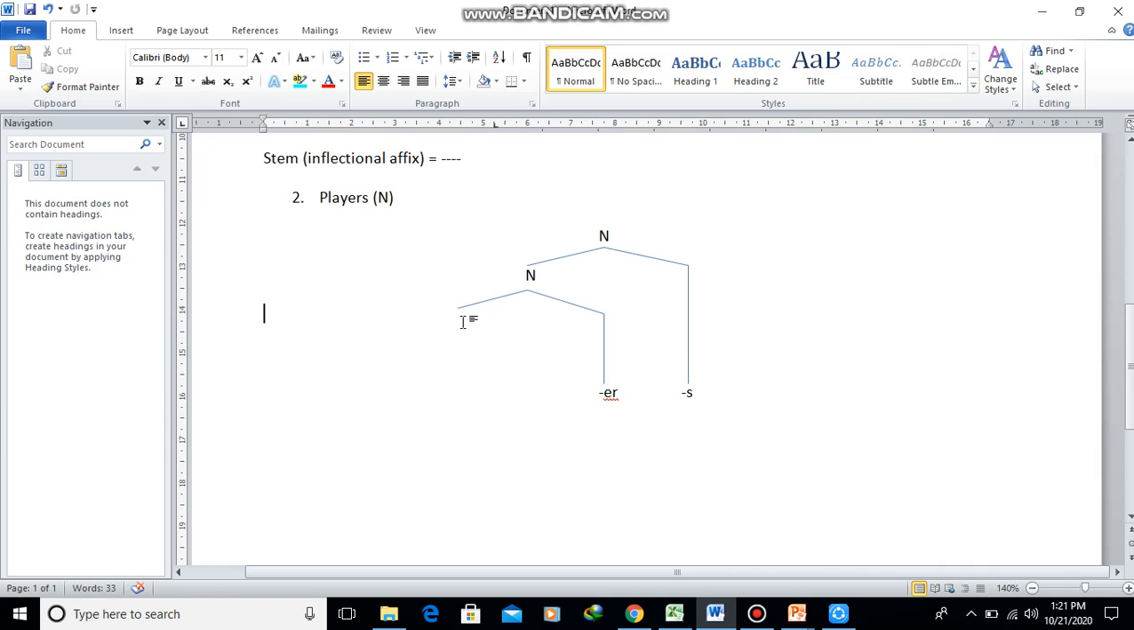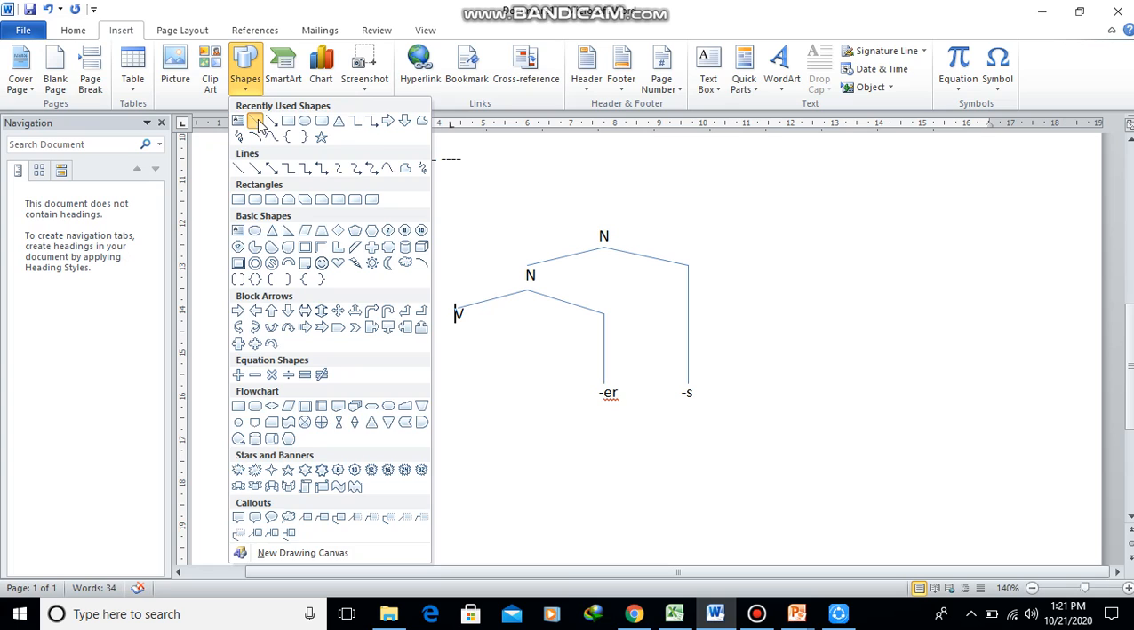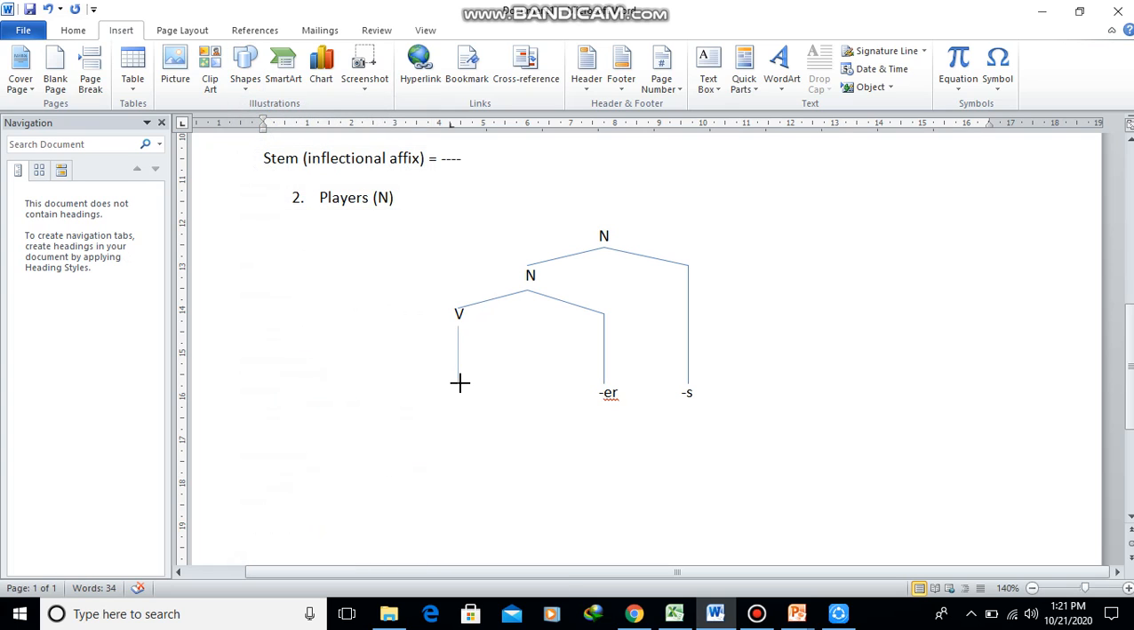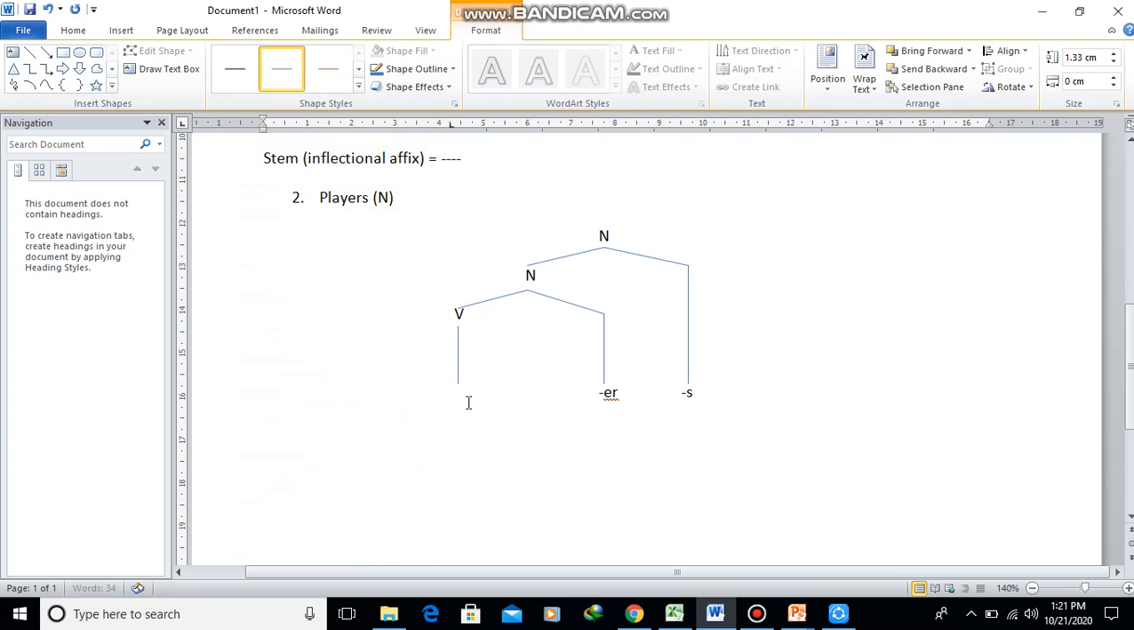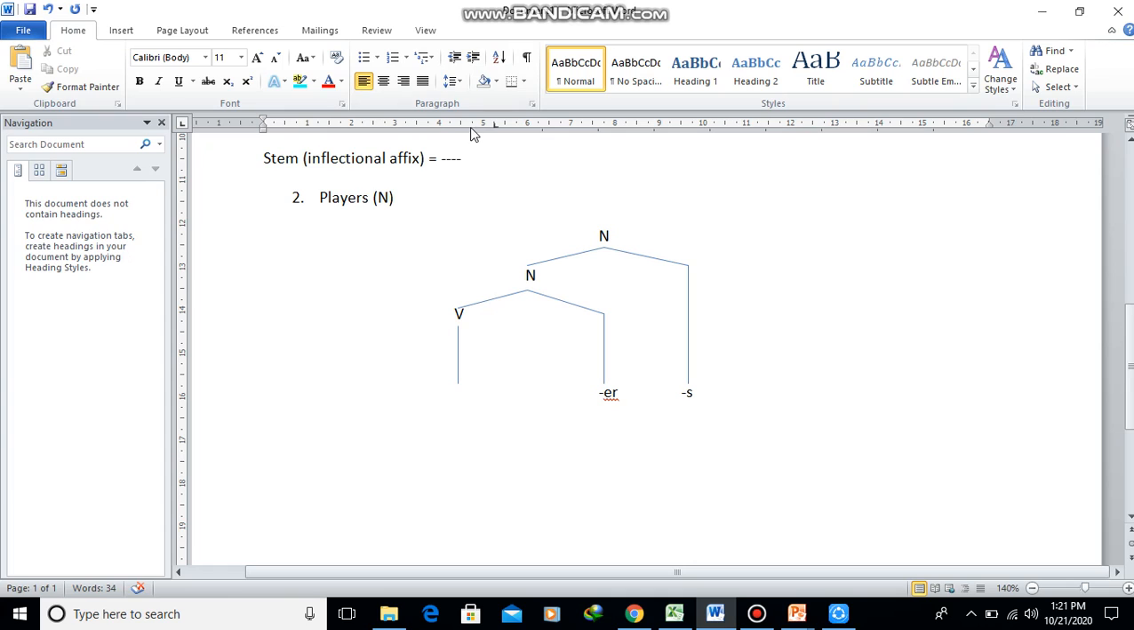And then there's something left there. We see that there is one base there. It's play. Play is a verb, so I write verb here. And the branch under the verb is only one because there is one morpheme only. And I write it like this, I just write play here. Okay, that's enough. So this is the tree diagram for the word players.